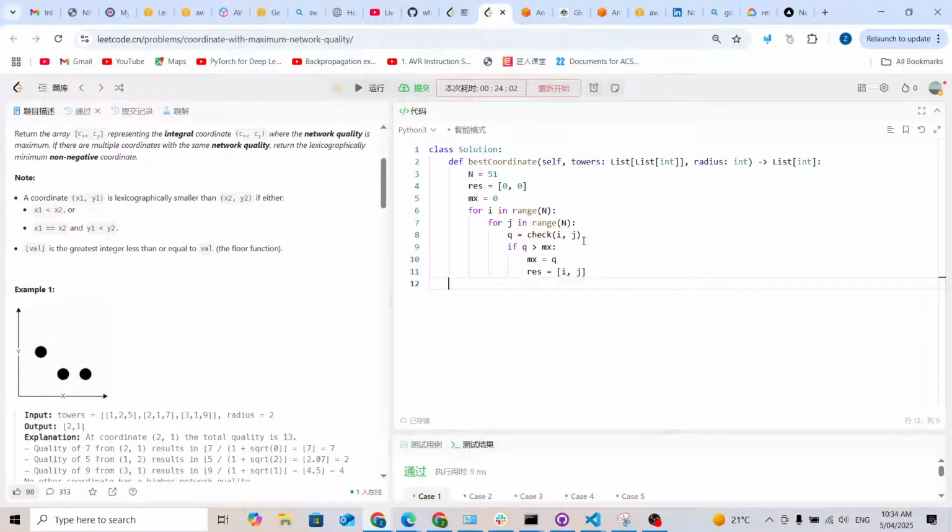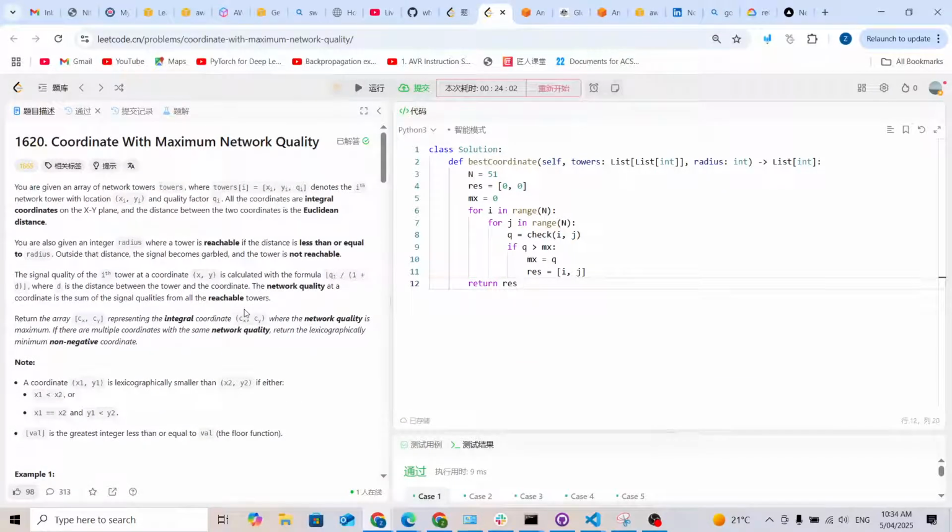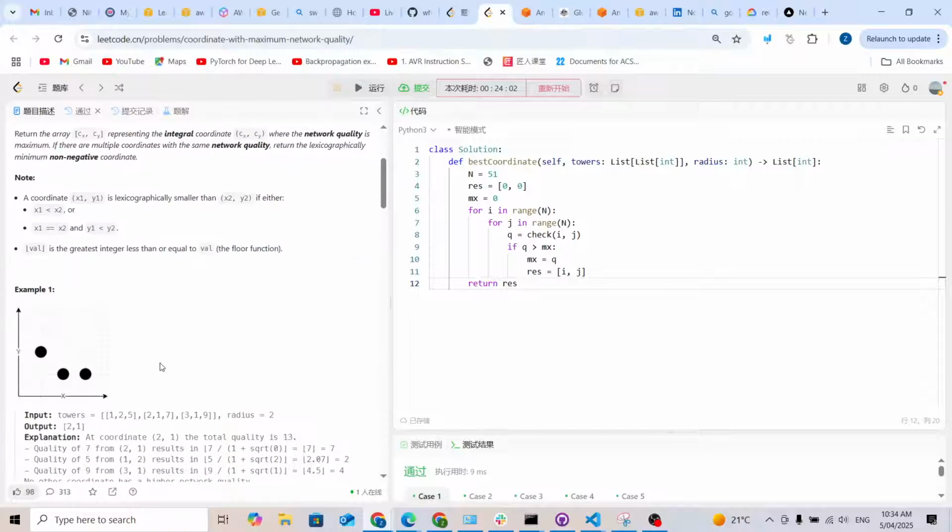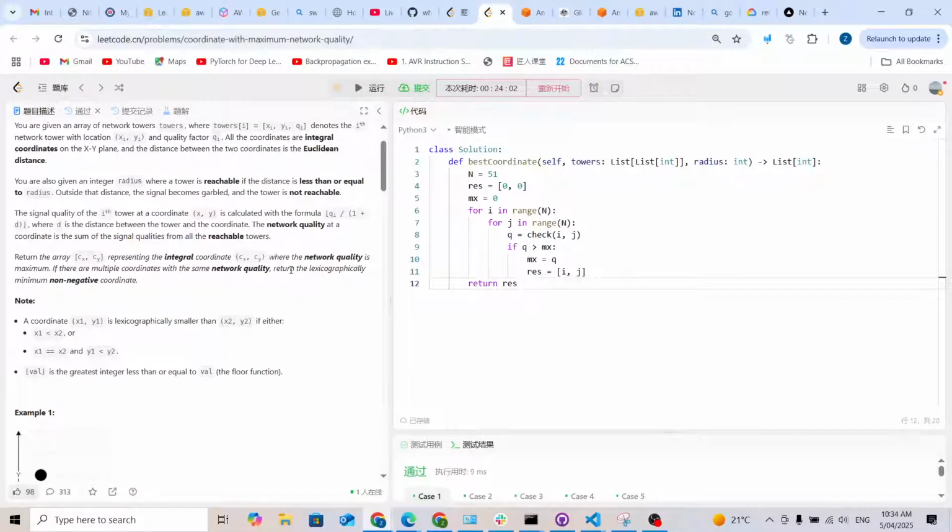So finally, if everything is okay, we're going to return this result, because according to the problem, definitely we can find such points. Only we need to consider the lexicographic minimum. Because we are using a for loop ij, it's always going to start from 0. So if we find it, definitely it is the lexicographically minimum value, the minimum coordinates.